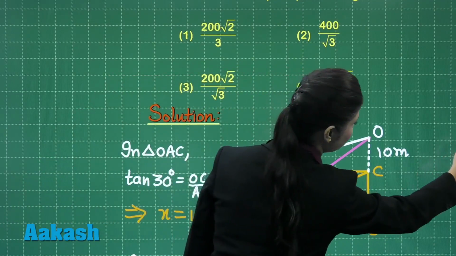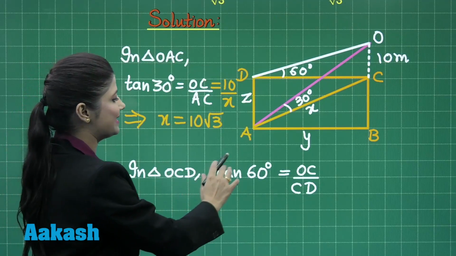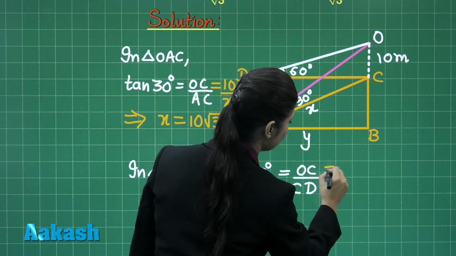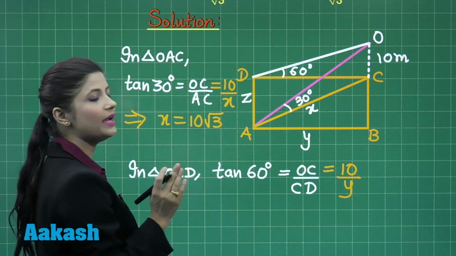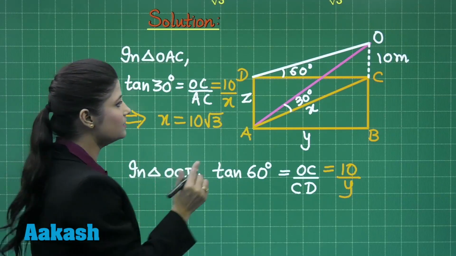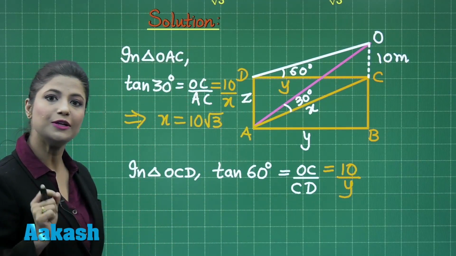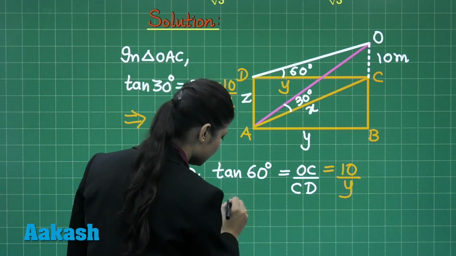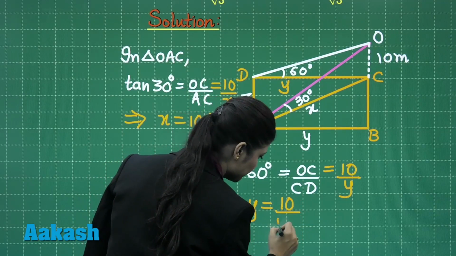In the same way, when you consider triangle OCD, where tan 60 degrees is equal to OC by CD, you get 10 upon Y, because we have considered AB to be Y, so the opposite side of the rectangle CD will also be Y. Now, as you know, the value of tan 60 degrees is equal to root 3. Using that, you will obtain the value of Y equal to 10 upon root 3.